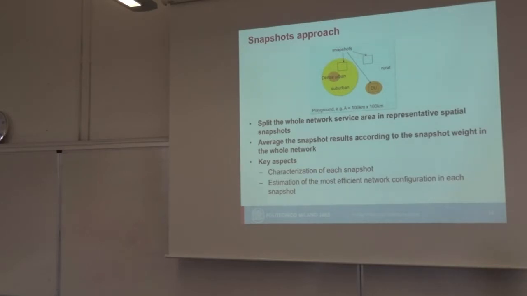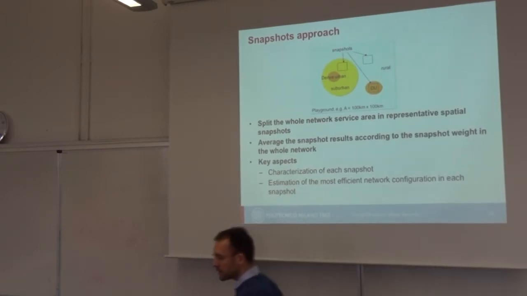So what we do is, okay, we have the network, we have different areas where the network is run, and then we take a snapshot in each of these areas, and we fully characterize this snapshot, we compute the energy efficiency in this snapshot, and then we average out the energy efficiency we have obtained according to the weight each specific area has in the full network.